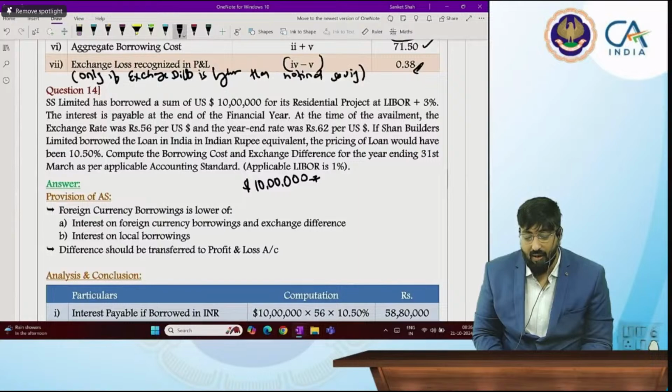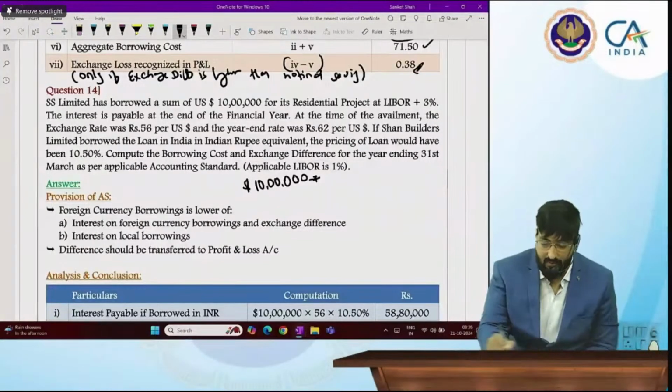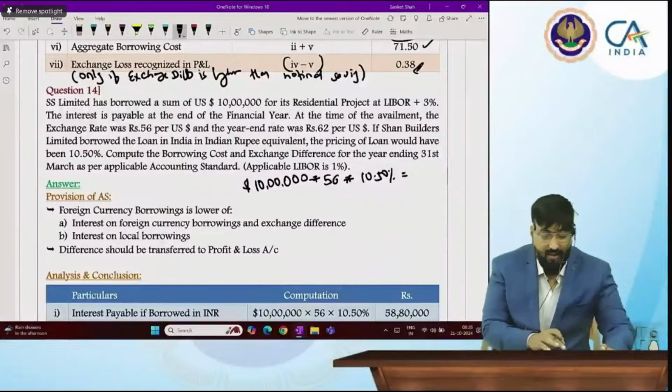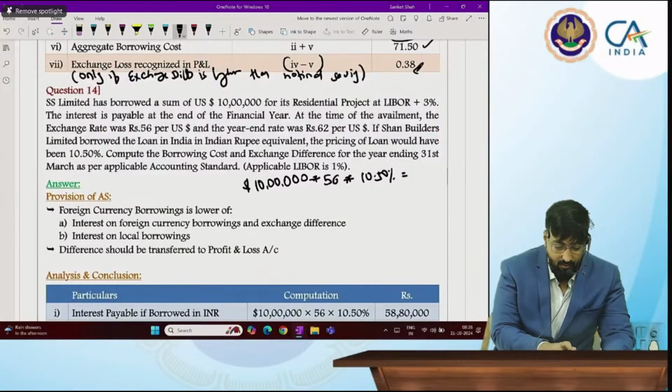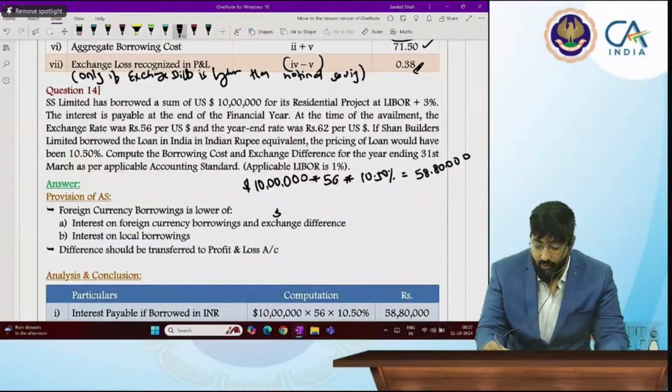What is the exchange rate when, suppose if I borrowed in India, what do I multiply by, 56 or 62? 56. What is the India interest rate? 10.5. Don't you know this, Sarvesh? Say it. What is the amount? 58,80,000. Now in foreign currency, how much is the loan?